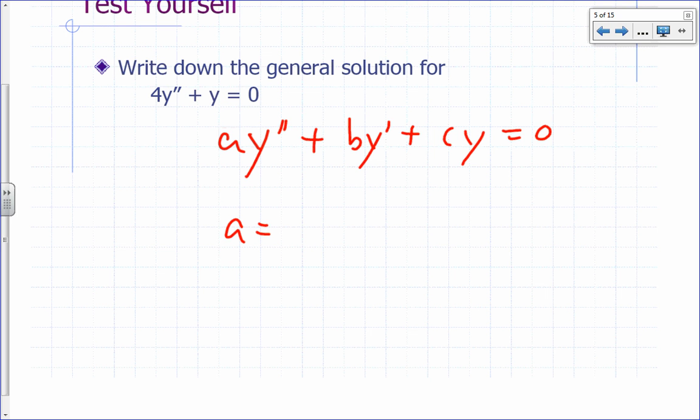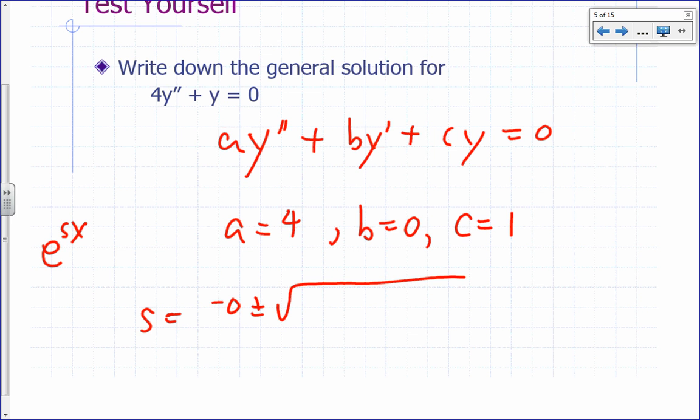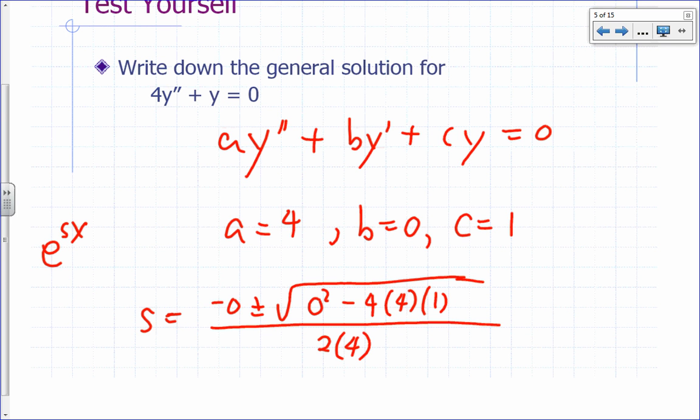So what's our A? 4. What is our B? 0. What's our C? So what are our two possible values of S? So our solutions would be e to the sx, right? S would be negative 0 again, plus or minus square root of 0 squared minus 4 times 4 times 1, that's b squared minus 4ac, over 2 times a, so 2 times 4. So that's going to be equal to this plus or minus square root of negative 16 over 8.